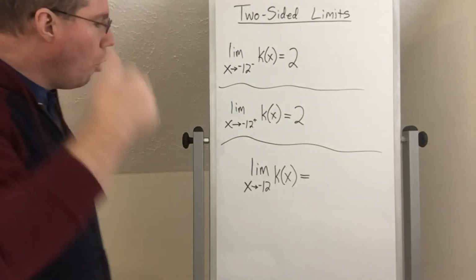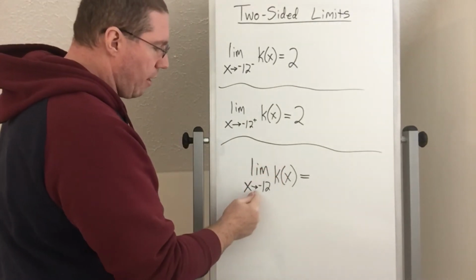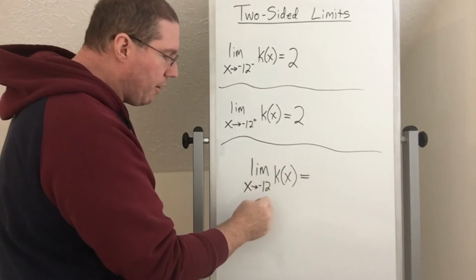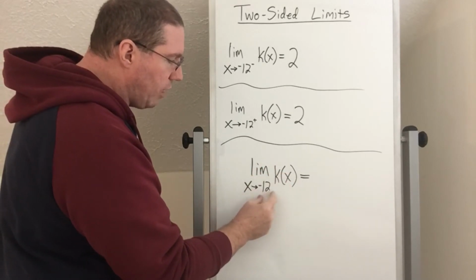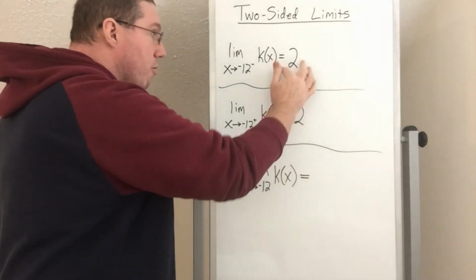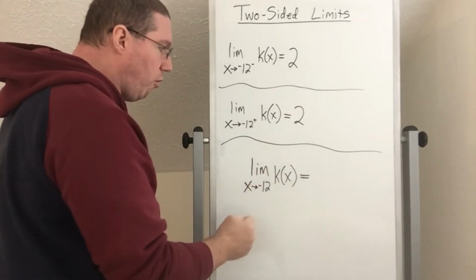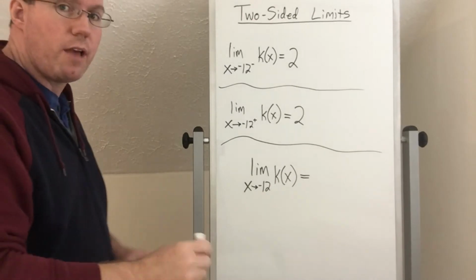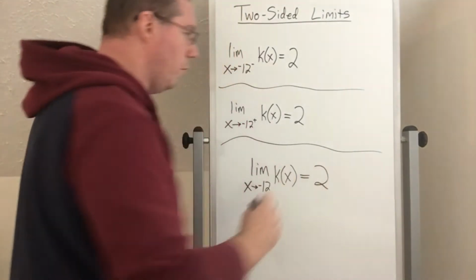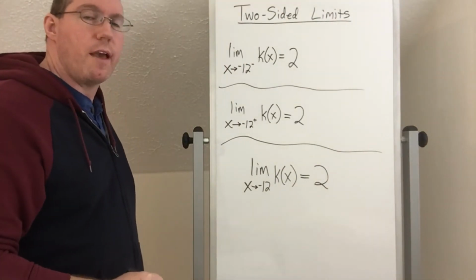So the question is, what is the limit of k of x as x approaches negative 12? Now it's a two-sided limit. What is the limit of this function as x approaches negative 12 from both sides? Well, from the left, the limit is 2. From the right, the limit is 2. And therefore, there is a two-sided limit, and the limit is 2. Okay? All right, let's try a couple more examples.